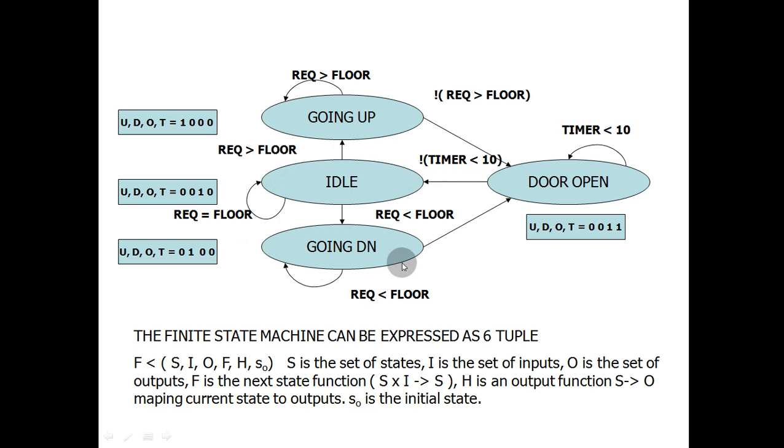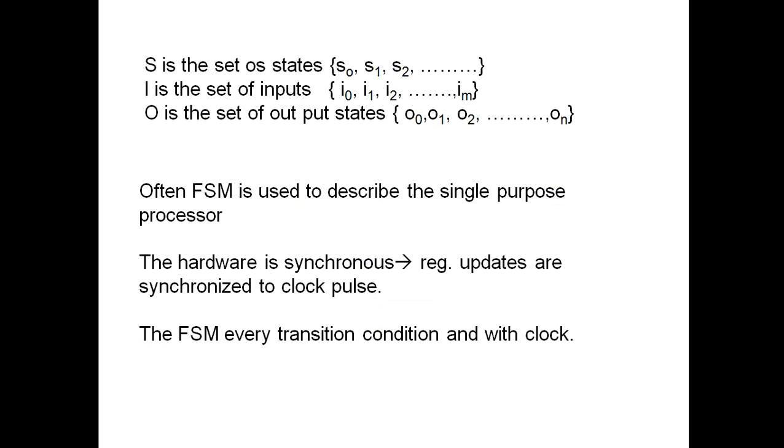Now if we are talking about the going down state, if required is less than or equal to floor, it will be there, and if required is equal to floor, the value goes to the doors open state. And as the timer is less than 10, the doors open state will carry forward itself; it will be in the loop where it continues itself. So this is a finite state machine. Let's go to the next slide.